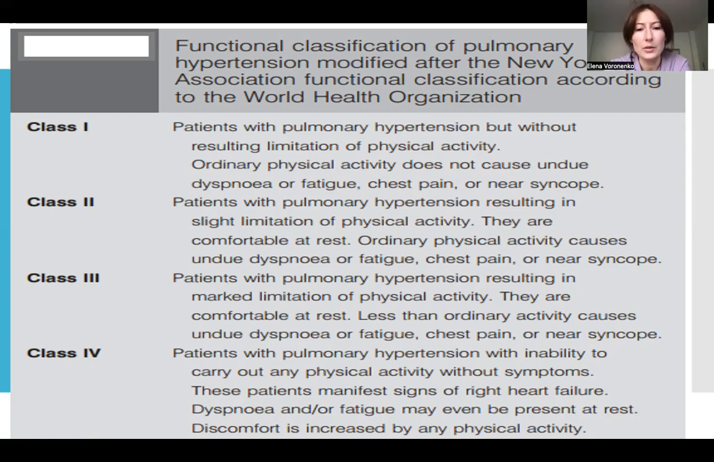Class 3: patients with pulmonary hypertension resulting in marked limitation of physical activity. They are comfortable at rest. Less than ordinary activity causes undue dyspnea or fatigue, chest pain, or near syncope. And class 4: patients with pulmonary hypertension with inability to carry out any physical activity without symptoms. These patients manifest signs of right heart failure. Dyspnea and/or fatigue may even be present at rest. Discomfort is increased by any physical activity.